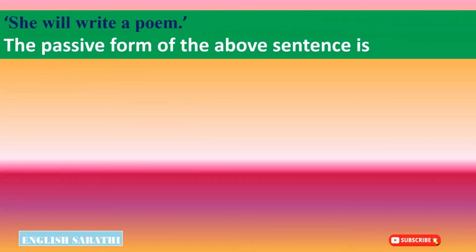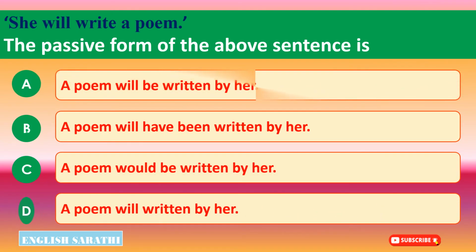She will write a poem. The passive form of the above sentence is. Look at the following options. Option A. Poem will be written by her.